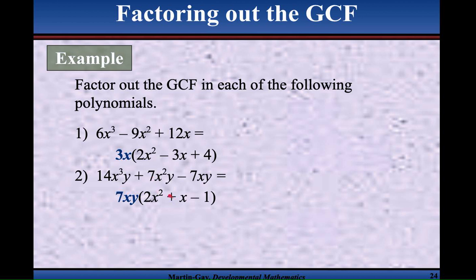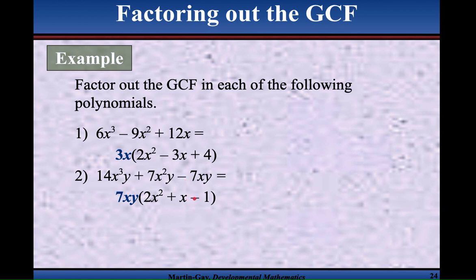Next term, I bring down my sign that's there. 7 divided by 7 is 1. Now remember, there is a 1 here. If you want to put it there, it's not going to be counted wrong. But there is a 1 there. I have 2 x's. I take away 1. So I'm left with 1x. I have 1y here. I take away a y. So there are no y's here.